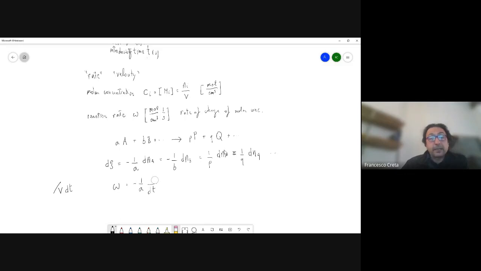What I meant to say was d[A] by dt. So clearly, by dividing by the volume, we're introducing the molar concentration here. And the same thing for B, etc. Essentially, the only thing that we have to be careful is that now moles divided by volume become molar concentrations. That's all.